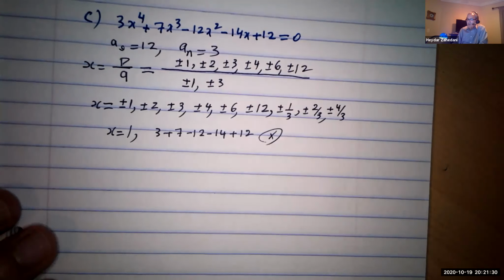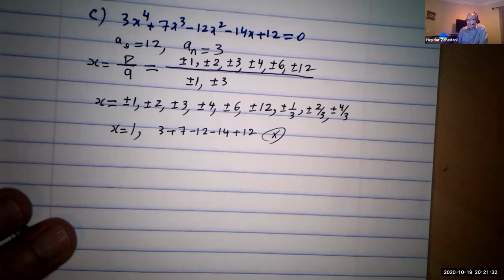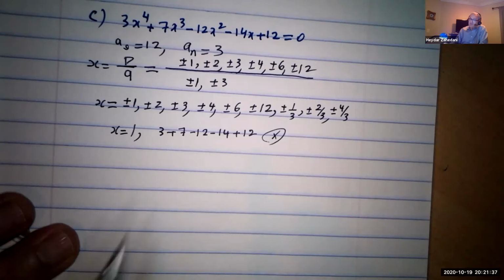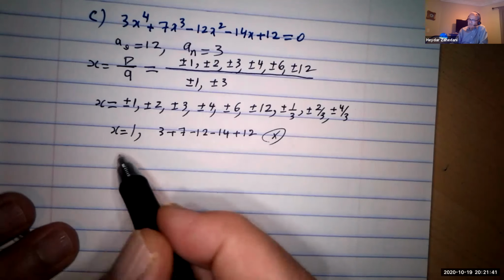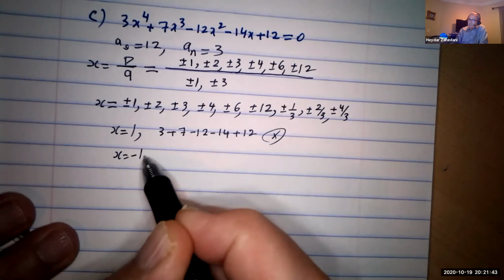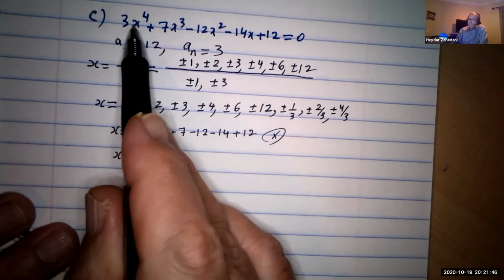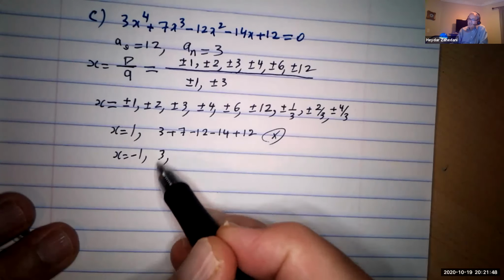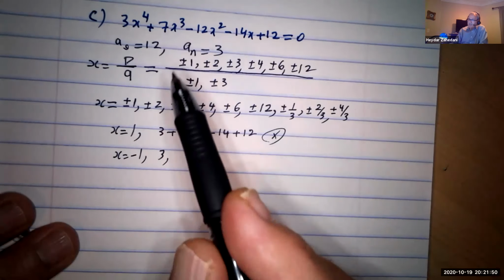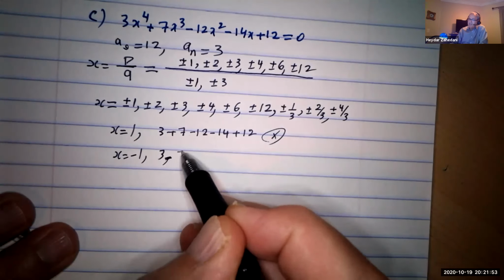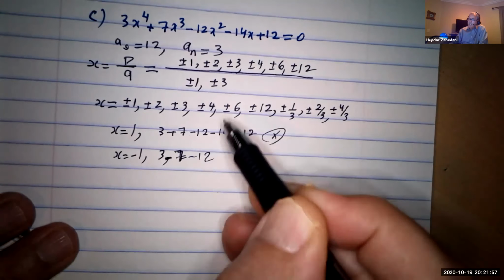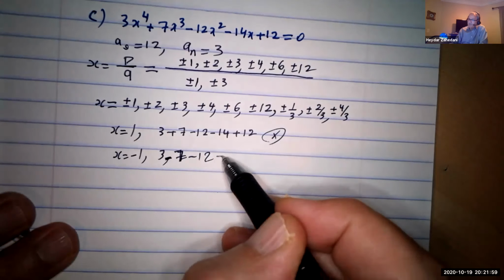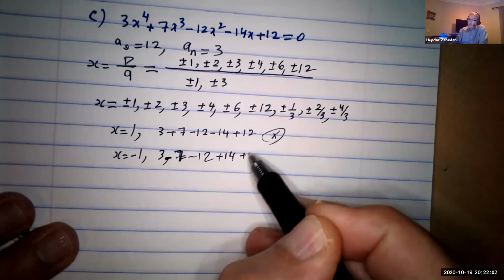Okay, 1 is not. So you may check the negative one. Negative one is also easy to check if you like. If you check the negative one, it just gives you different options. The negative one makes it 3 here. This makes the different signs. It's going to be negative 7. This would stay the same. And this would be a positive 14. And this is going to be 12.